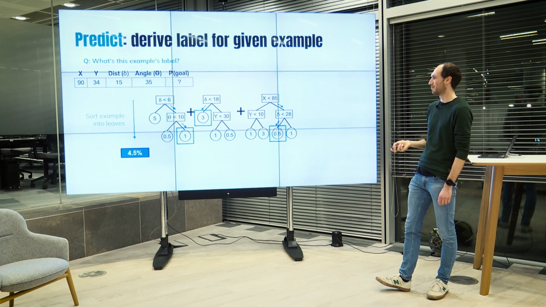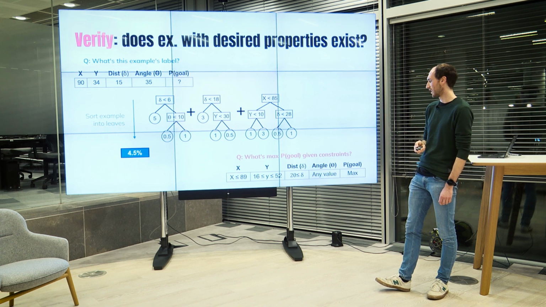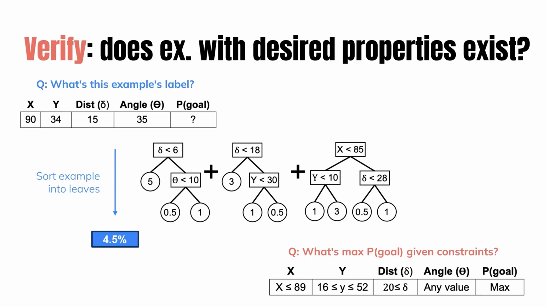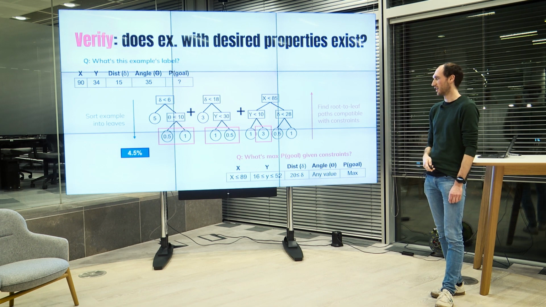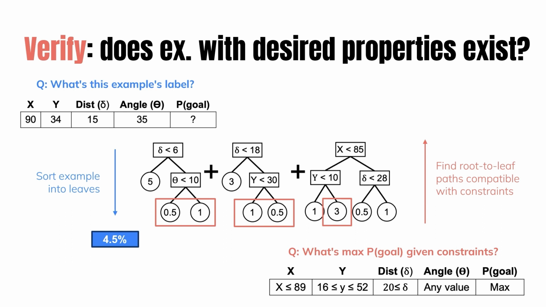Now, verification is basically the opposite of prediction. This time we have constraints on the features. Here the constraints specify that the shot should happen from outside the penalty area. Then what you try to do is find paths from the leaves to the roots which satisfy these constraints. For example, in the first tree, there are 2 leaves that satisfy these constraints. So you take the leaf with the highest probability, and then you sum these. So 1 plus 1 plus 3 gives you a probability of at most 5% to score from outside the penalty area.